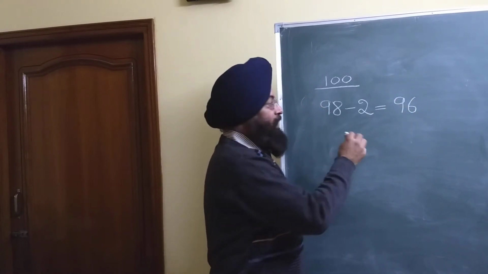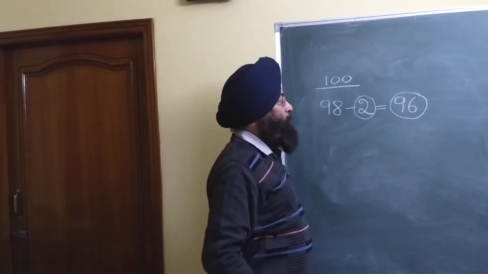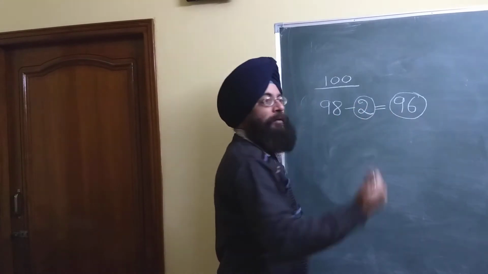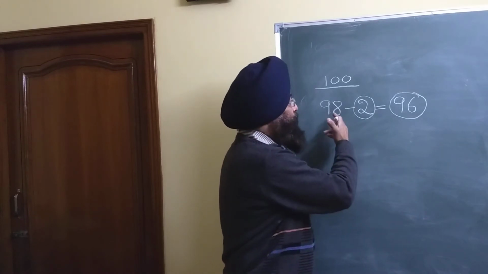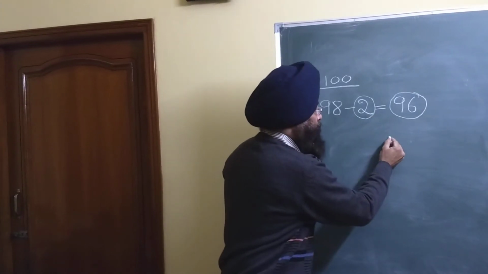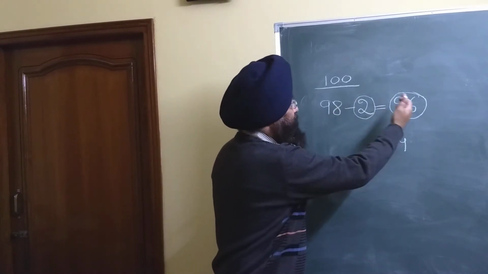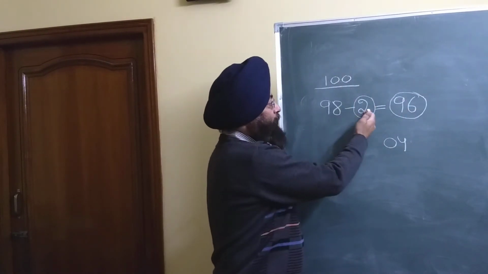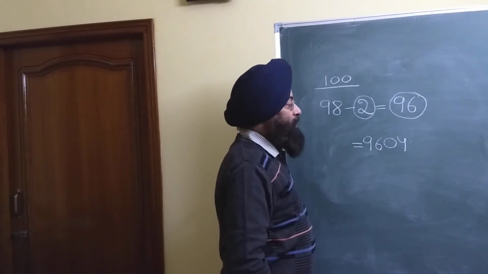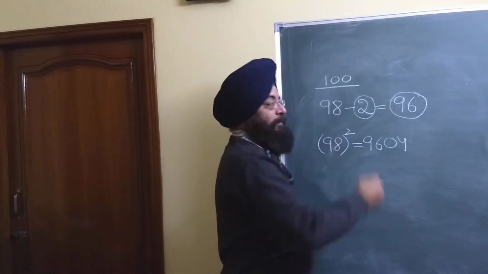96. In this case, these two numbers are very important for us, because the square of 98 is hidden behind these two numbers. The last two digits of the square of 98 will be given by the square of this number, that is 04, and the first two digits are the same as the subtraction of these two numbers, that is 96. So in this case, 9604 is the square of 98.